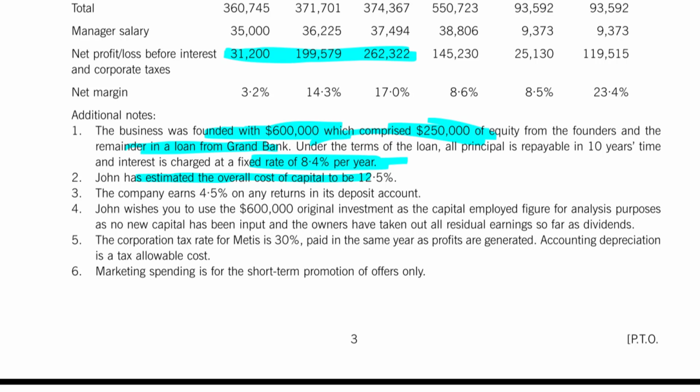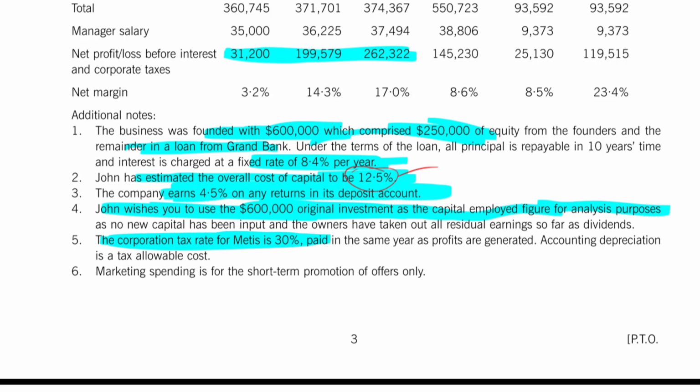The cost of capital estimated, so that's the finance cost for this business, is 12.5%. And when we earn money on our projects, we deposit the funds that we earn in the bank at a lower risk interest rate. We deposit at 4.5% rather than reinvesting in new restaurants at 12.5%. And John wishes us to use the $600,000 as the initial investment line when we are doing these discounted cash flow type of questions. We also need the tax rate of 30%. Okay, so let me get the spreadsheet ready and we'll make quick work of NPV, MIRR, and we'll throw in IRR just for fun.